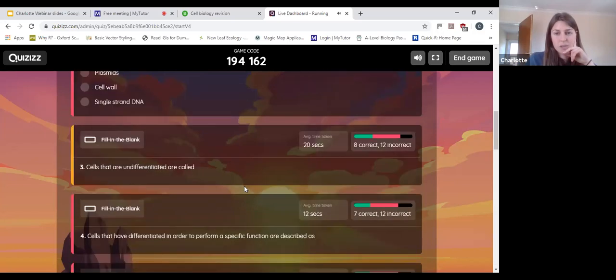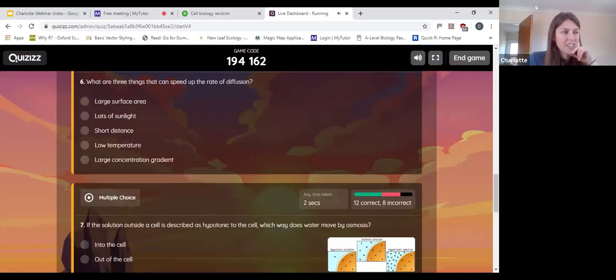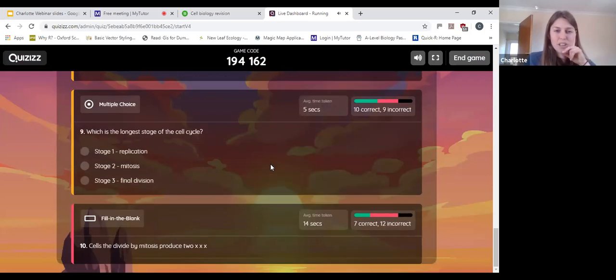Okay, well done everyone. 46% accuracy, good. Yes, well done for now. Identical daughter cells is exactly what we're looking at for question 10.